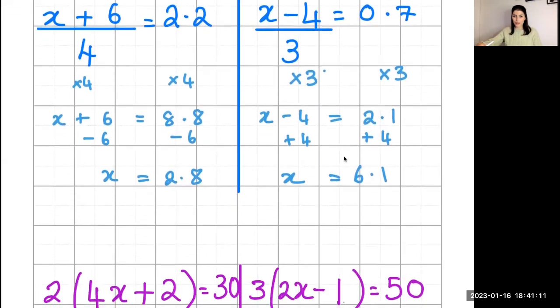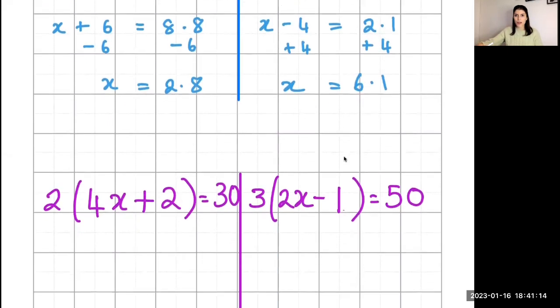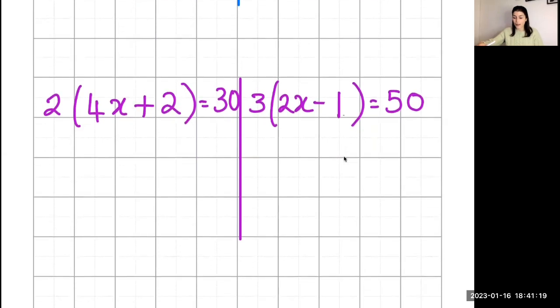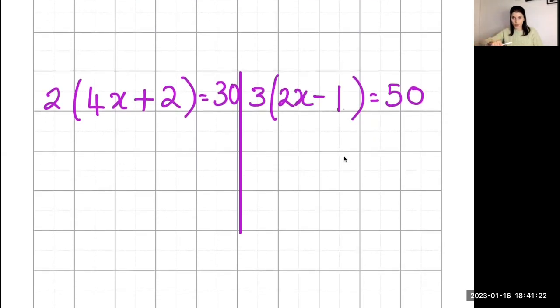Going to move down, getting slightly harder now. Hopefully you're confident with expanding brackets. If not, I'm going to quickly go over it now. So in this example, we have 2 times, because brackets means the number outside the brackets, you're timesing with everything inside. 4x plus 2 equals 30. So there are 2 ways you can do it. Because there's a little invisible times here, you could divide by 2 on both sides to just be left with 4x plus 2 equals 15. You can do it like that.